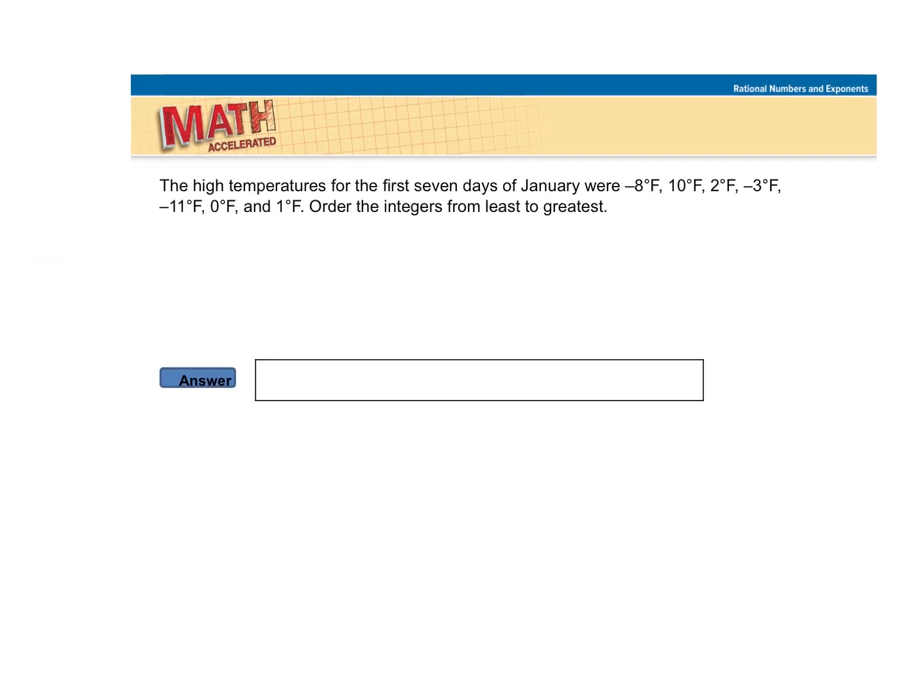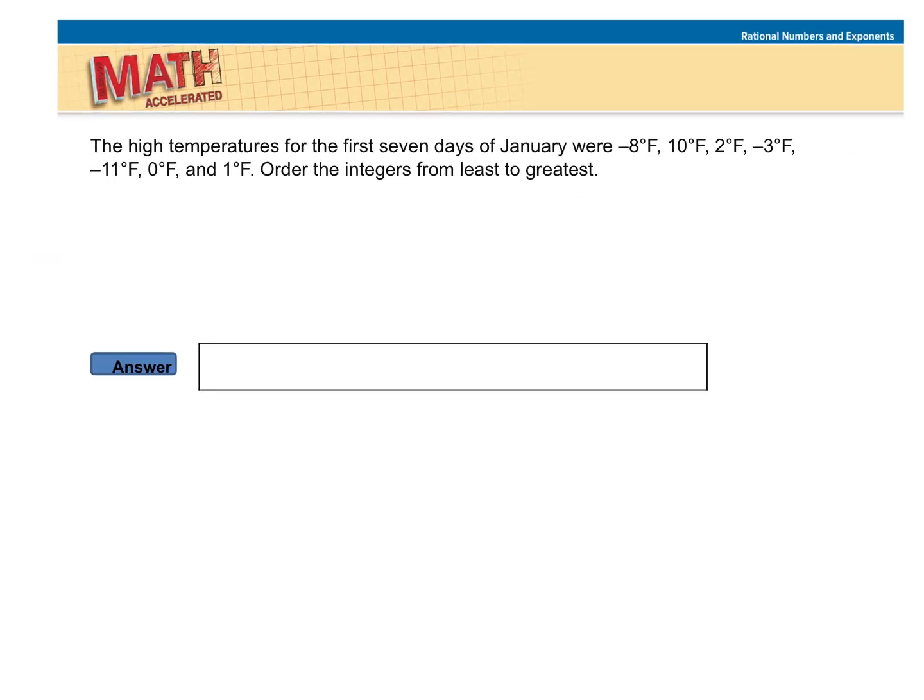Next one. Go ahead, try this one. What is the least value? Negative 11. Does everyone agree that negative 11 is the smallest? What comes next? Negative 8. Does everyone agree? Yes. What's next? Negative 3. What's next? 0. 1. 2. 10. Does anyone disagree? We all got that? As I walked around, most of us had that.